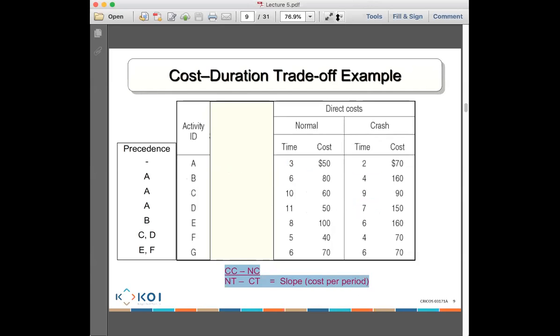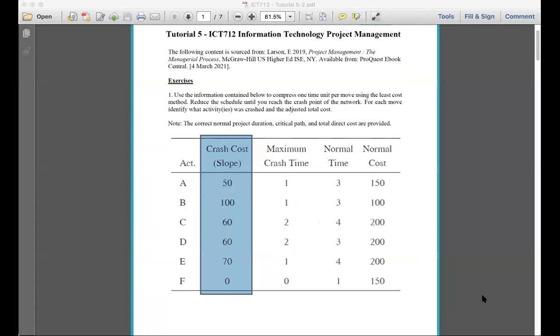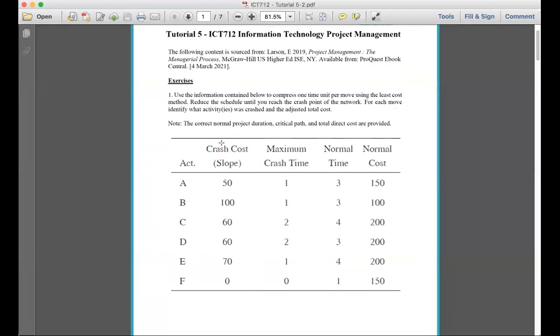Now, in this exercise here, you notice you don't need to calculate this, but that doesn't mean that when I give you the exam, I will give you the slope. It doesn't mean that I'm going to tell you how many periods you're going to be able to crash. It is possible, but it is not always the case.